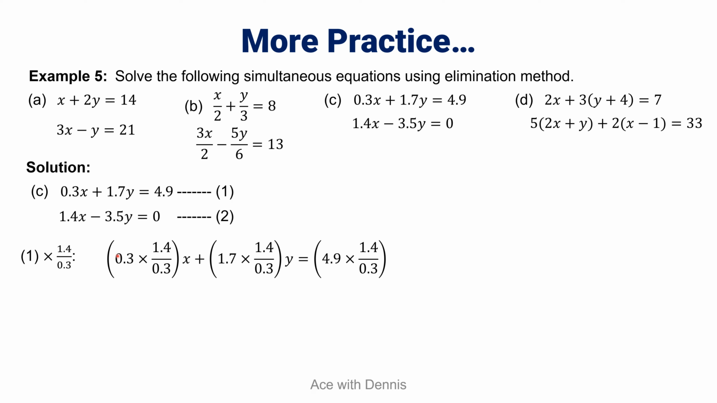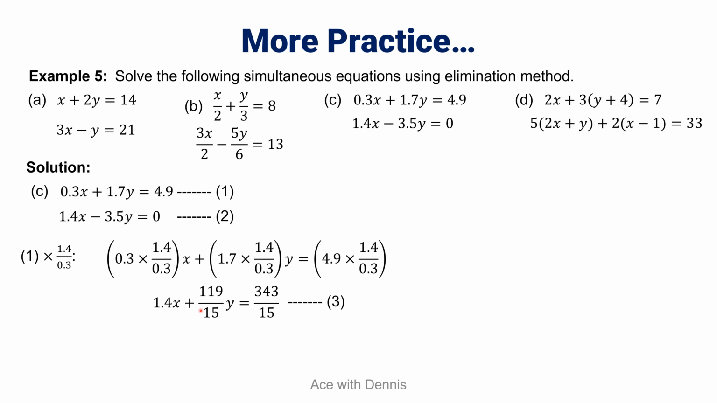So let's see what happened. It becomes 0.3 times 1.4 over 0.3 x plus 1.7 times 1.4 over 0.3 y, and 4.9 times 1.4 over 0.3. Then simplify everything here. I get 1.4x plus 119 over 15y equals 343 over 15. All this, you just press the calculator, and the calculator will tell you the values. And it is equation number 3.